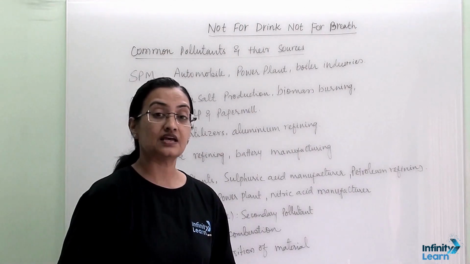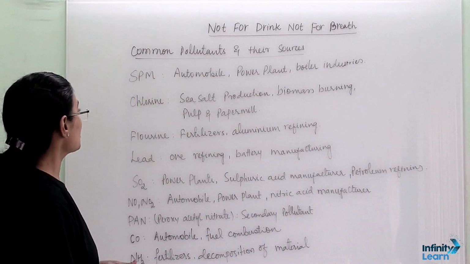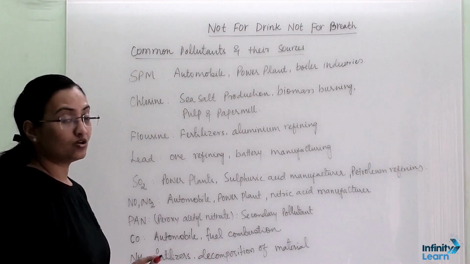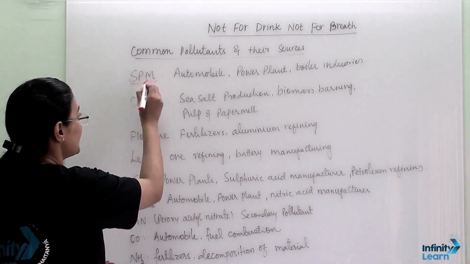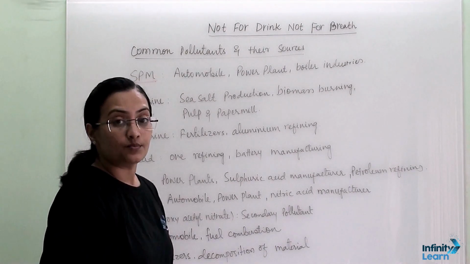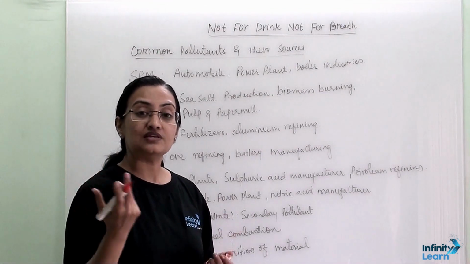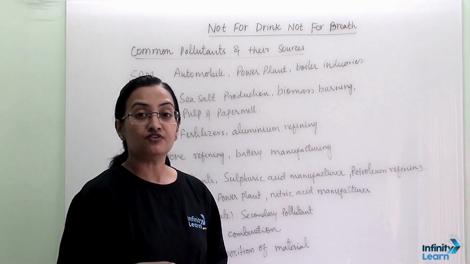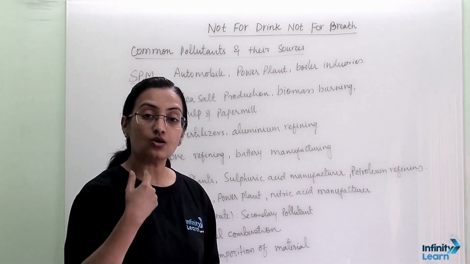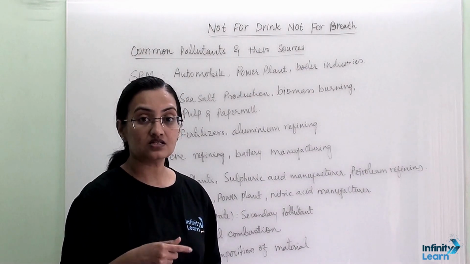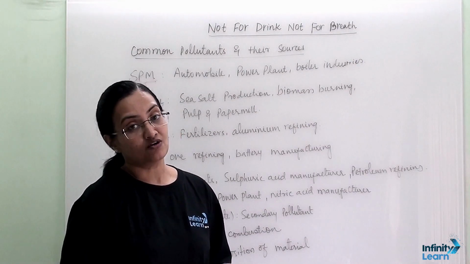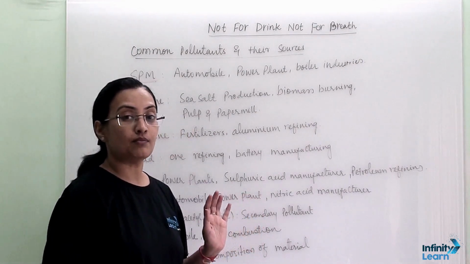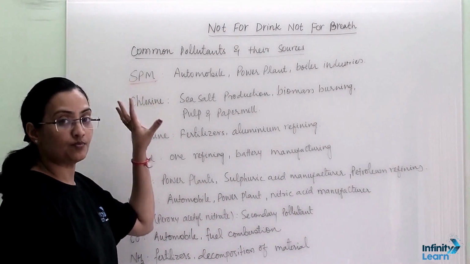Common pollutants and their sources. So first of all, SPM. The meaning of SPM is suspended particulate matter. When the pollutants are in the air, they will be suspended in the air. If we are breathing, then along with the air it will go to our lungs and it will cause us harmful disease. So this particulate matter is known as suspended particulate matter.